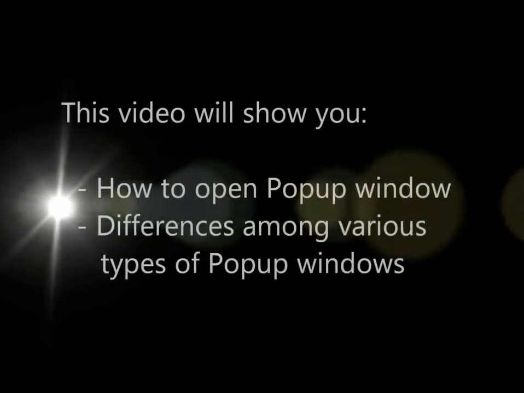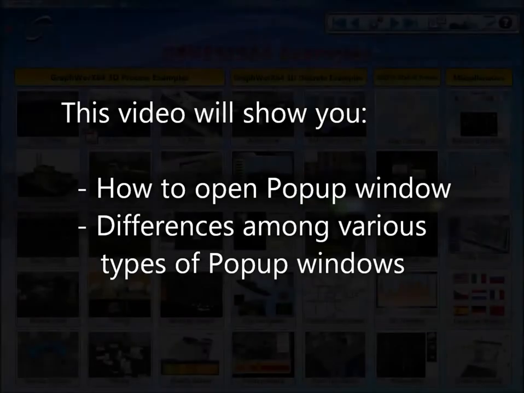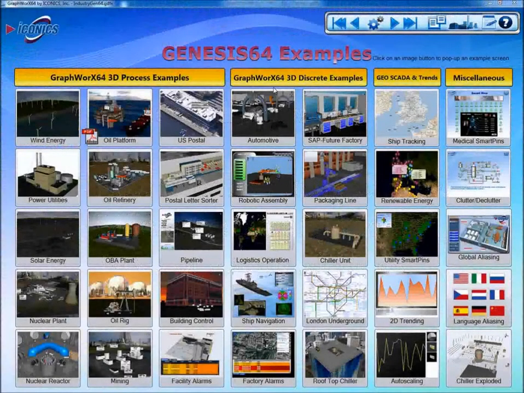This video discusses how to open Genesis 64 pop-up windows from GraphWorX64. It also discusses the various differences between different types of pop-up windows. A pop-up window allows you to open another GraphWorX display on top of the currently opened one. This may be useful if you want to show some additional information about the object you have clicked on.